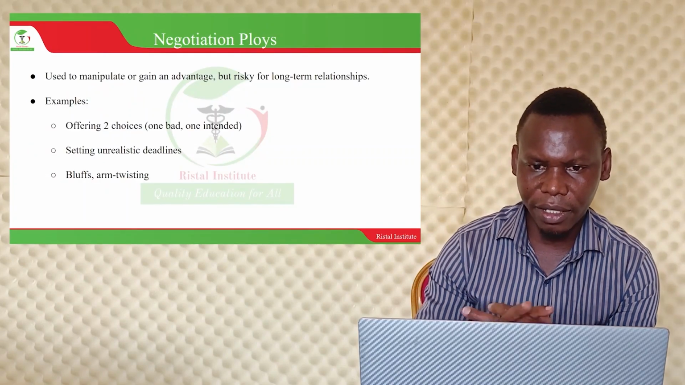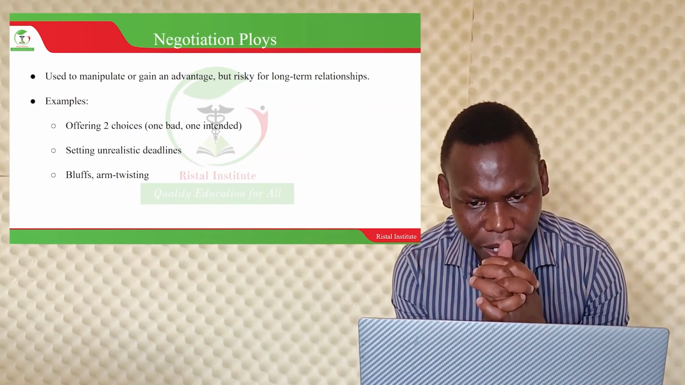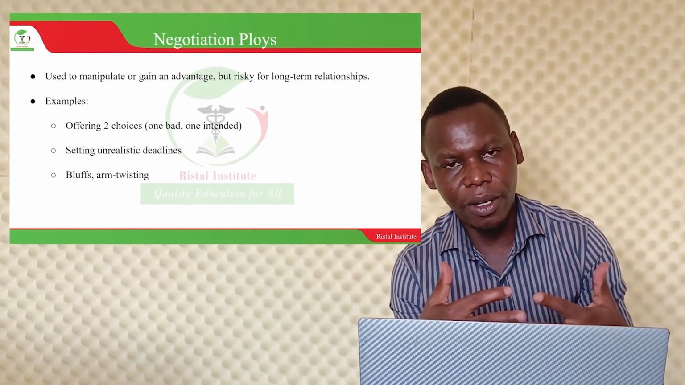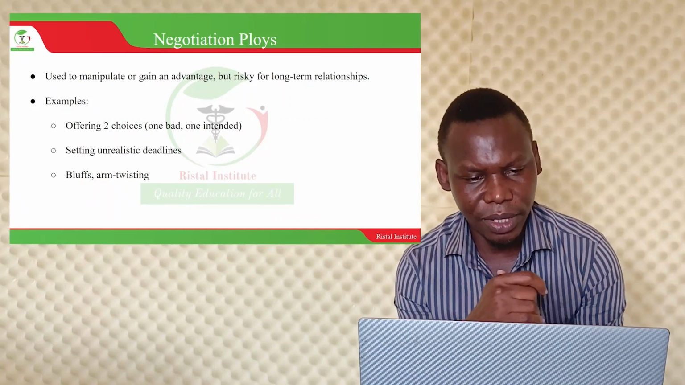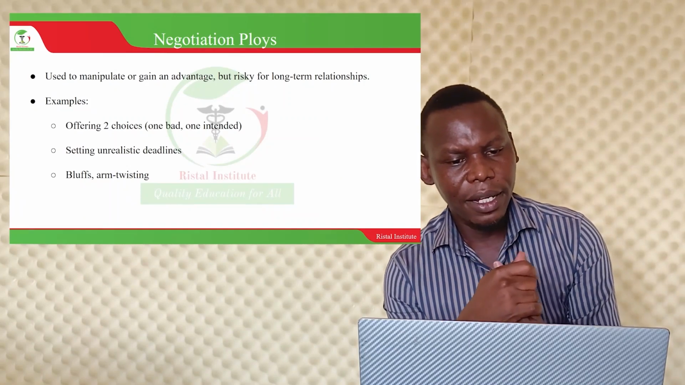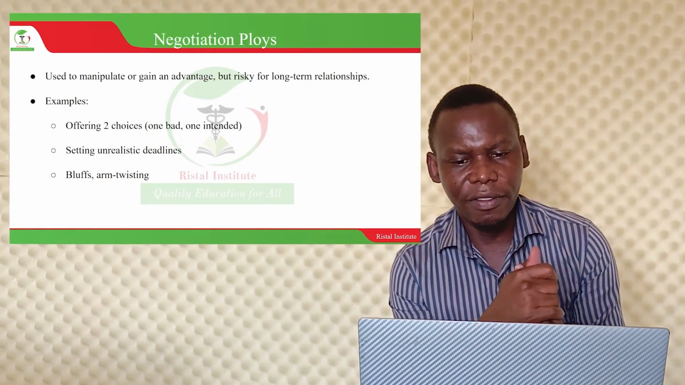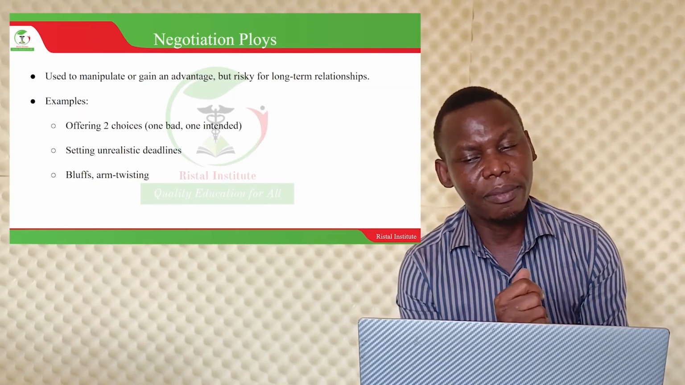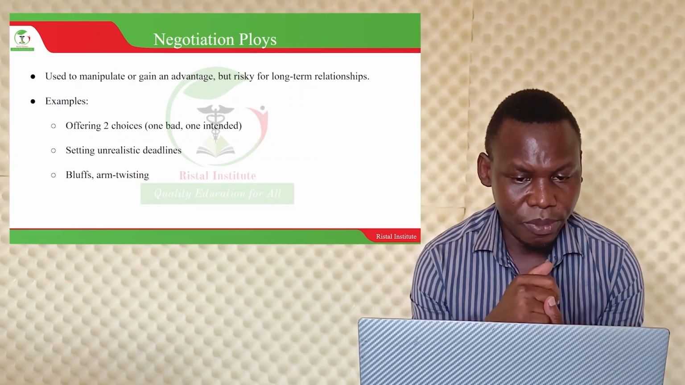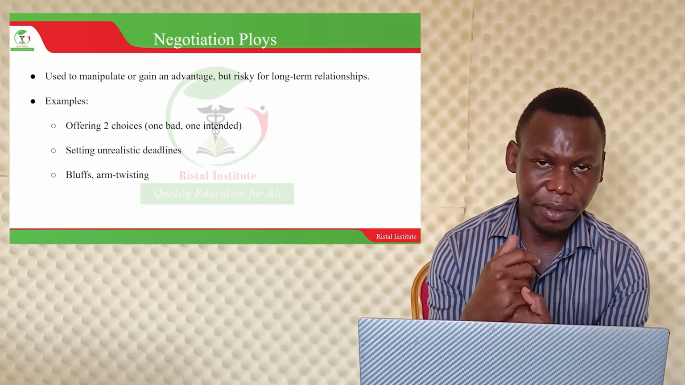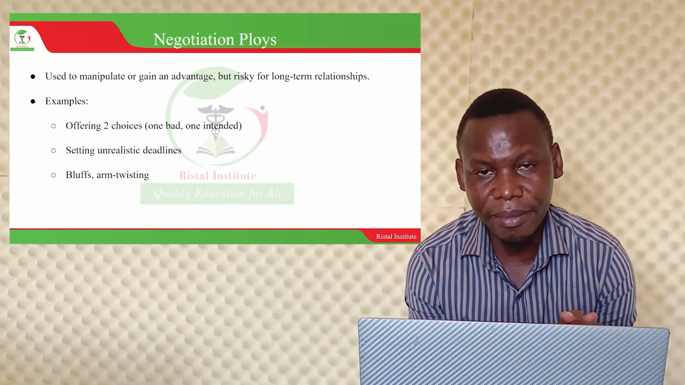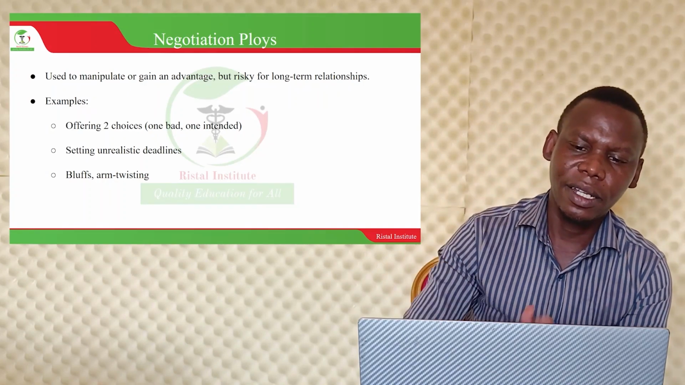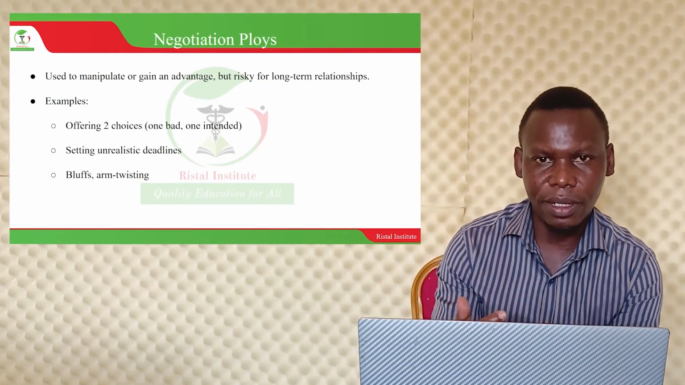Lastly, in our slide under negotiation, we need to look at the clause. What are these clauses we can employ or put during the negotiation process? One is to use manipulative tactics or gain advantage by risk for long-term relationship. That is what I had mentioned before. We can use manipulative actions. We can manipulate the other person, which sometimes is not good, because some of these manipulations are to influence the other opponent to accept the offer.